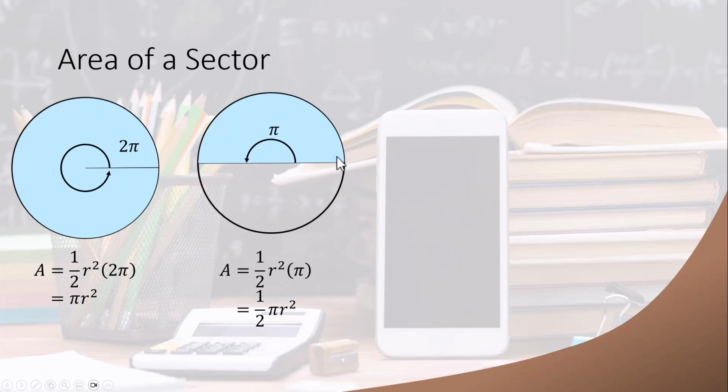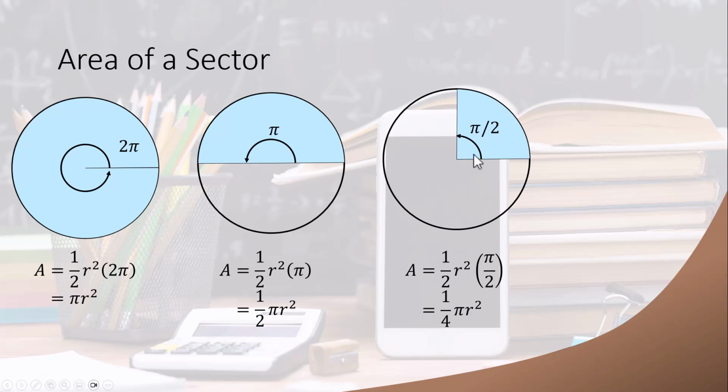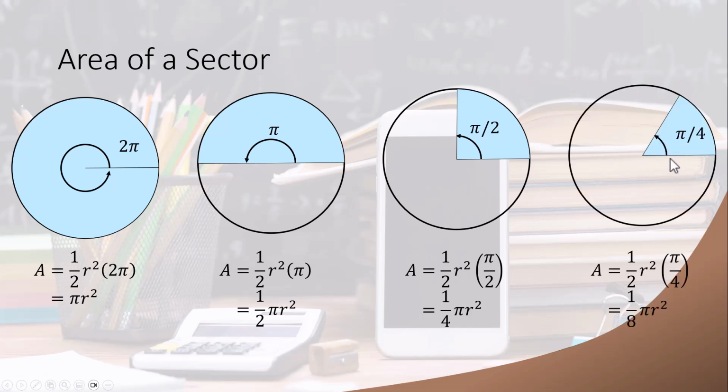If our central angle has a measure of 90 degrees, or pi over 2 radians, which is 1/4 of a circle, you guessed it, we end up getting 1/4 pi r squared. And if our central angle has a measure of pi over 4, 45 degrees, 1/8 of a circle, 1/8 of a revolution, then our area is 1/8 the total area of a circle. So yes, indeed, it does make sense.